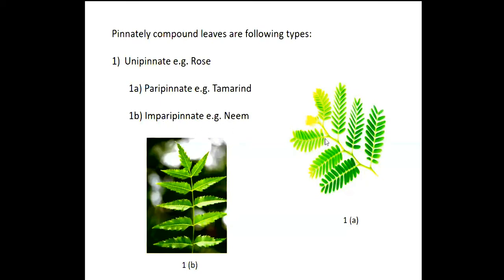And what about the tamarind leaf? Look, there is no single leaflet present at the end of this compound leaf. So the leaflets are even in number. There is no single terminal leaflet present here. So this is a paripinnate compound leaf. You get the point? Imparipinnate.